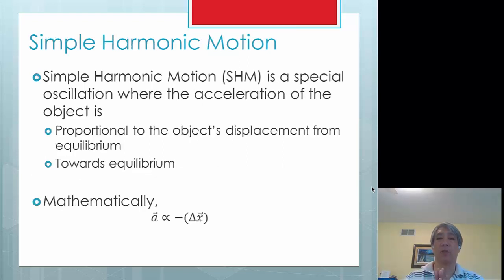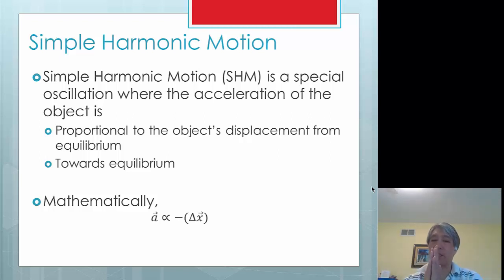So under simple harmonic motion, this is a special oscillation where the acceleration of the object is proportional to the object's displacement from equilibrium. If I think of acceleration and force, the farther I move it from the equilibrium point, the greater the force is, and it's linear. So it's a linear function of displacement. And the direction of that acceleration is towards the equilibrium. And that's where the minus sign comes in. Mathematically, I would say that the acceleration vector is proportional to minus the displacement vector.